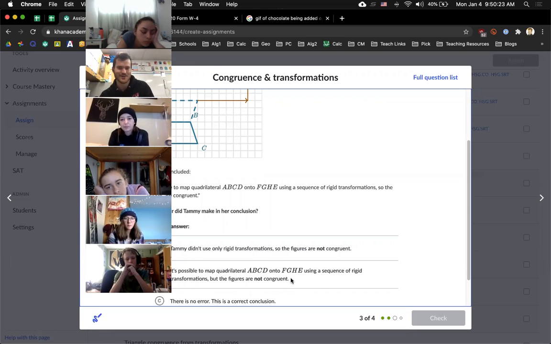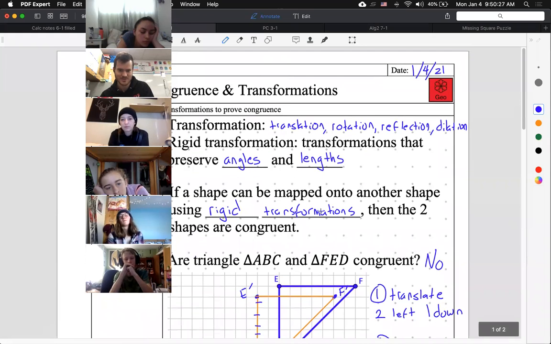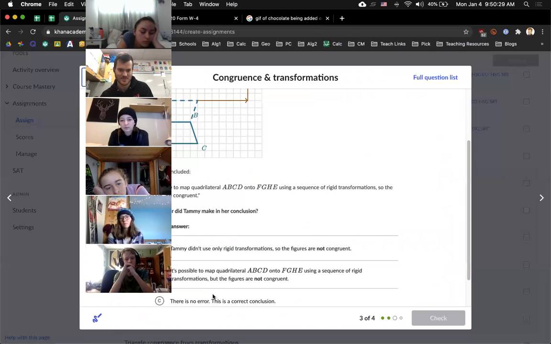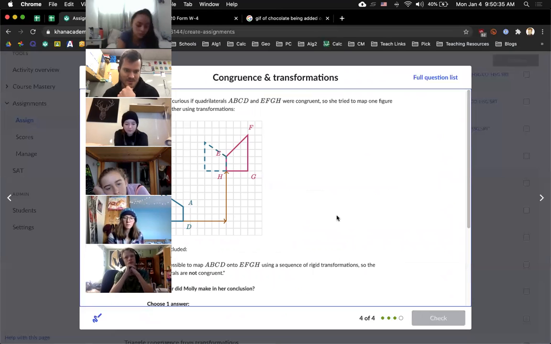I literally told you in our notes over here, where are they? If you use a rigid transformation, then they are congruent. So there must not be an error. Let's check. Yeah, there was no error in that one. Let's find one that there is an error. This one, there is an error.